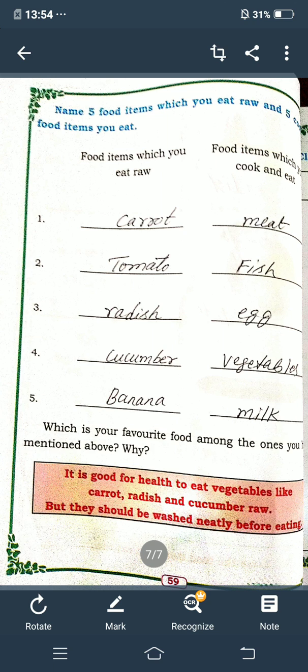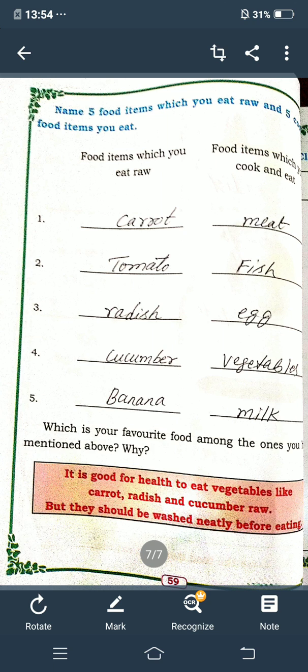But they should be washed neatly before eating. So before eating, these all vegetables must be washed and afterwards you must eat. Okay children? So still lessons are there. I will continue in the next class. Okay children?